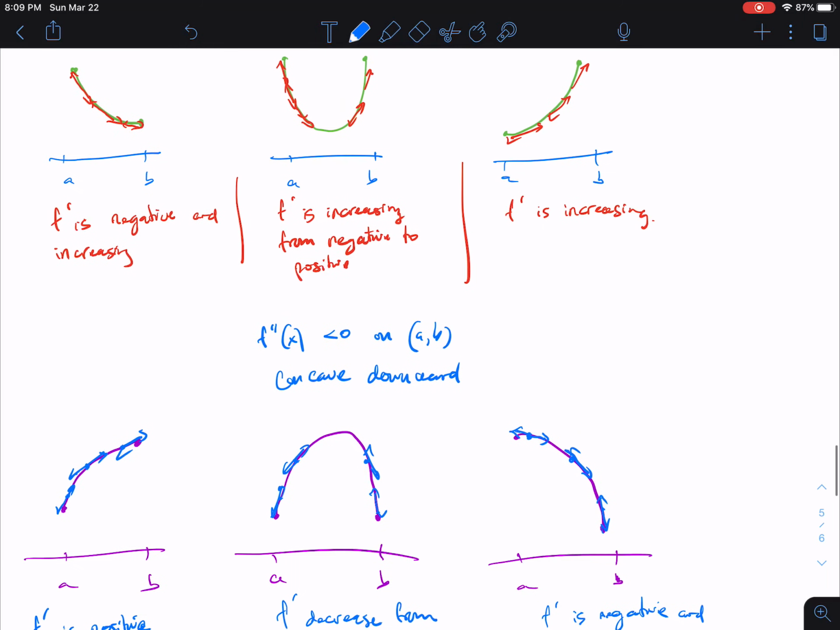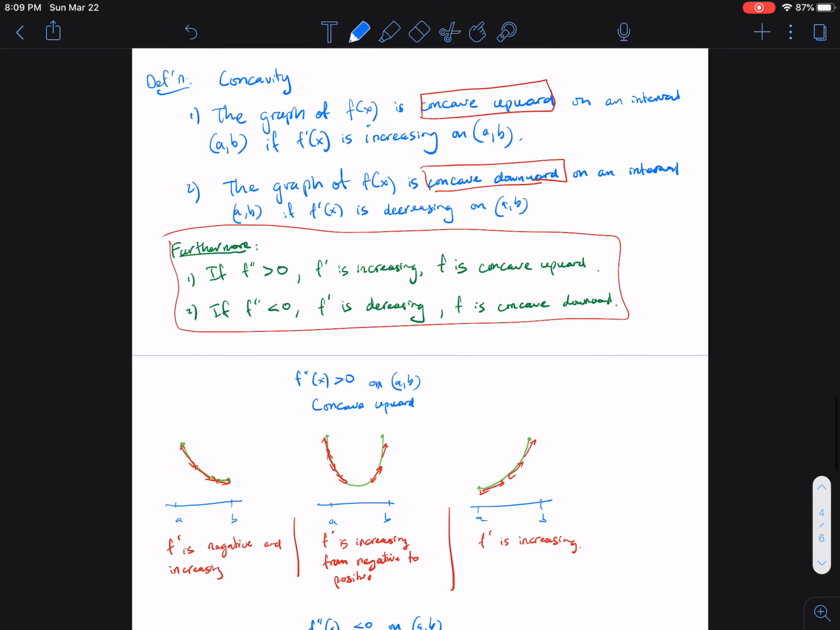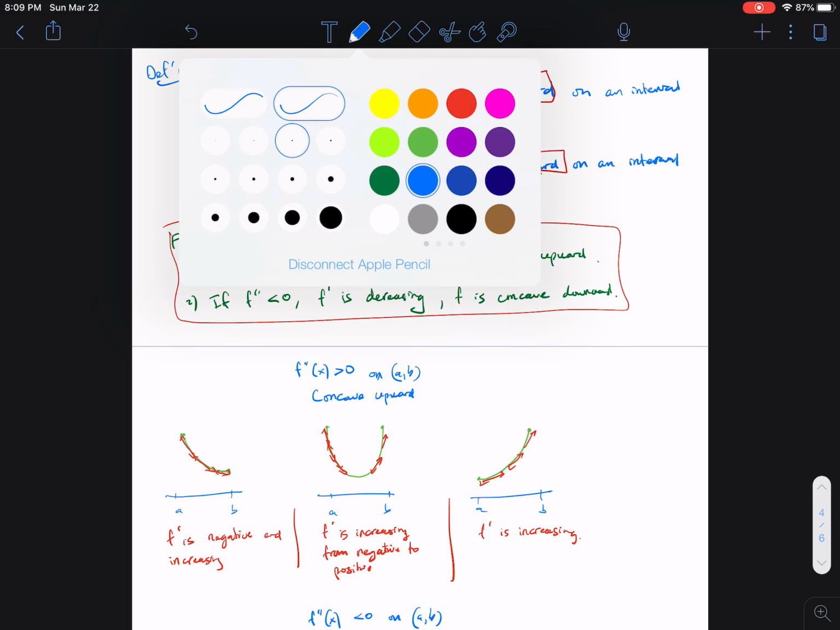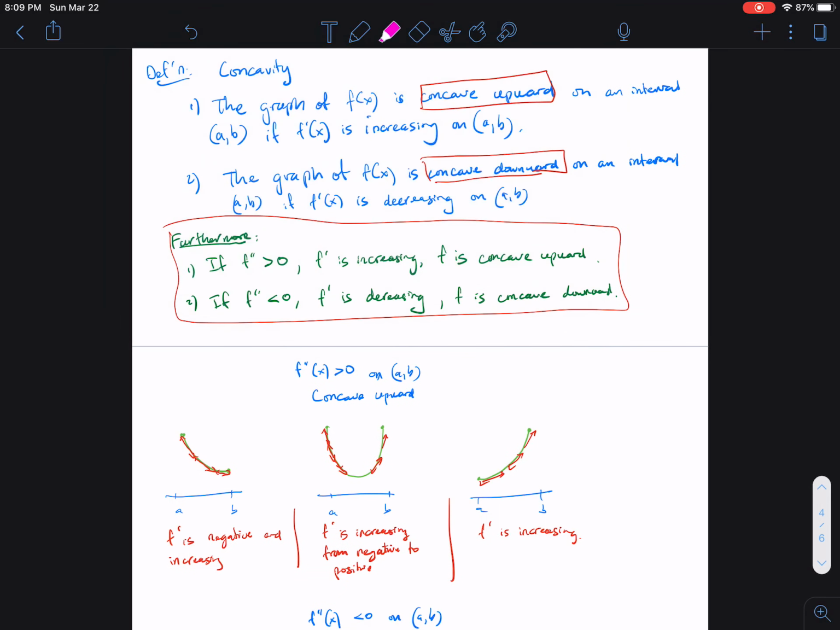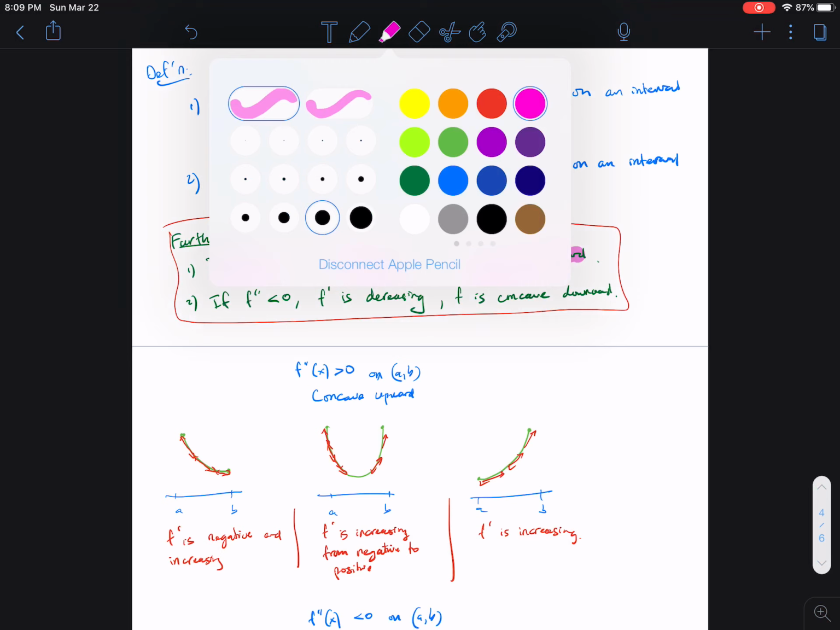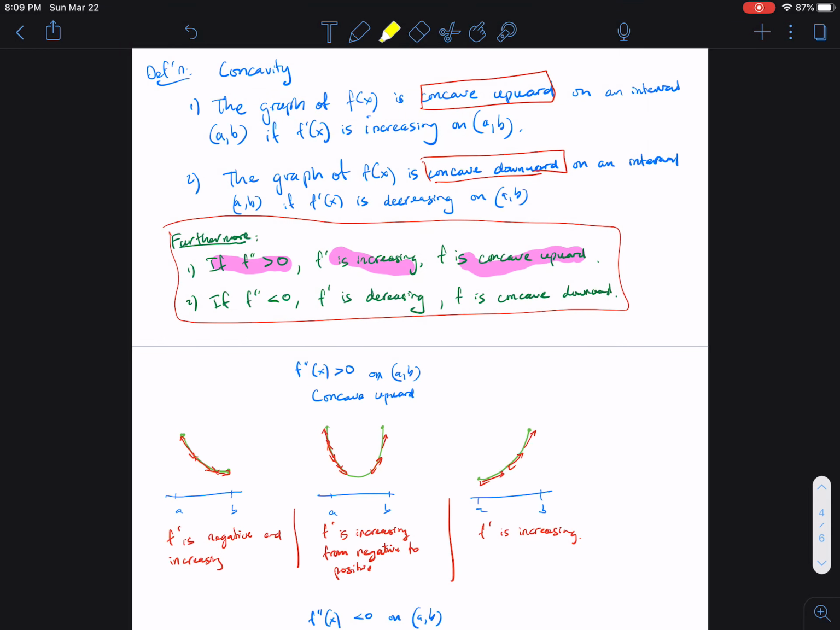Okay, so let's see what we have so far. If the function has a behavior of being concave upward, that can be described through the second derivative. If we evaluate the second derivative and it is positive, then we say that the function is concave upward. That also indicates that the first derivative is increasing. And if the second derivative is negative, that means the first derivative is decreasing. That means the function is concave downward.